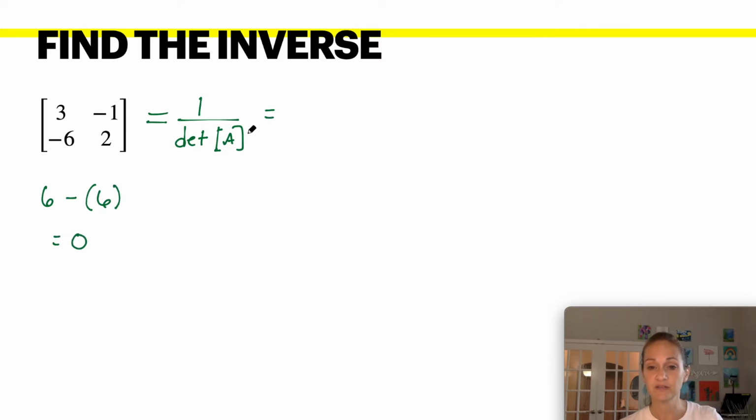Therefore, as part of the inverse, you're going to do 1 divided by the determinant. But because the determinant is 0, you actually cannot have an inverse because you cannot divide by 0. So there actually is no inverse in this case. So it is possible for you to come across a matrix that does not have an inverse.